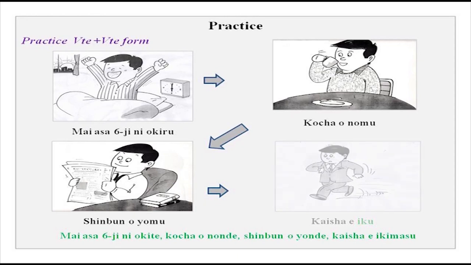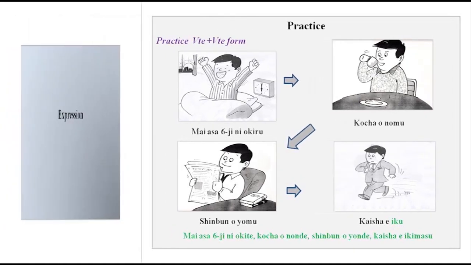Well, you can see over here that Tanaka-san is rushing to office, getting up so late, and then having a nice cup of tea in the morning, reading paper as well. Naturally, he has to rush to office. And then what happens? So let us see. 毎朝6時に起きて、紅茶を飲んで、新聞を読んで会社へ行きます。But he is late if he does all of this.